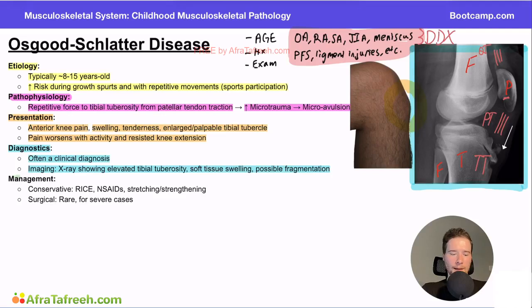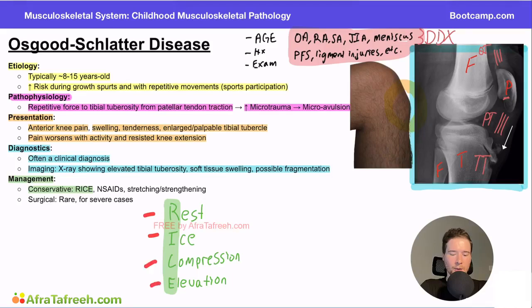Now, when we think about the management here, pretty straightforward. Conservative treatment is typically the way to go. So RICE is a very common acronym that stands for rest, ice, compression, and elevation. Again, a lot of conservative management. NSAIDs or anti-inflammatories can be helpful. This can cause a lot of inflammation and pain in the area. And additionally, stretching and strengthening can be helpful, particularly focusing on the quadriceps muscle itself.